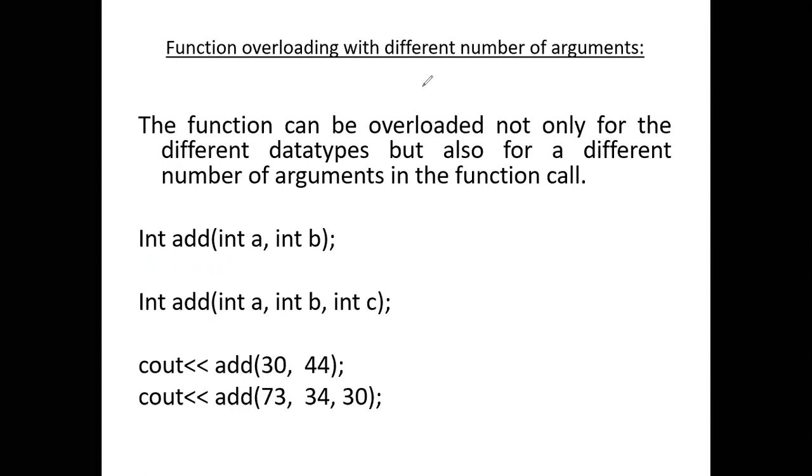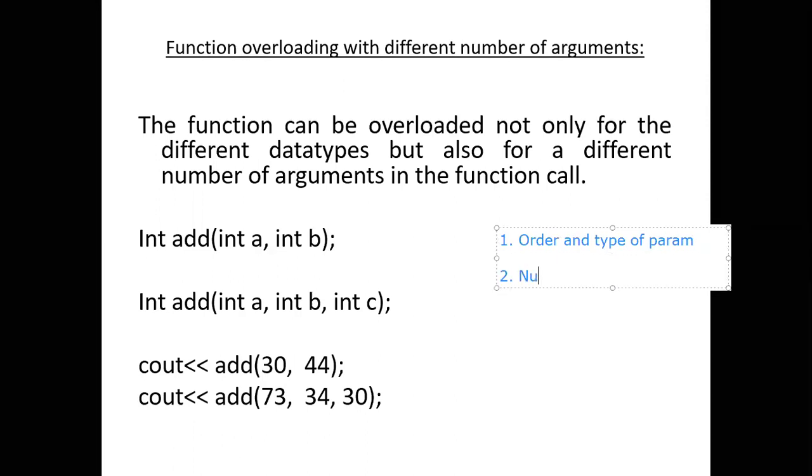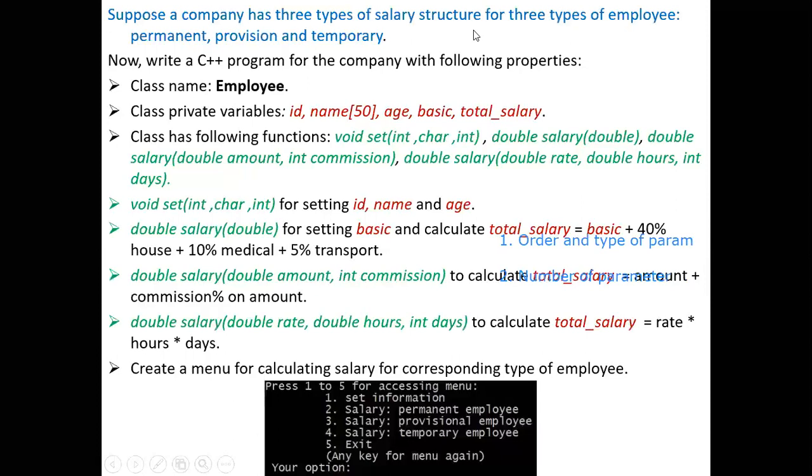So to summarize, we have 2 ways to overload a function. The first way is order and type of parameter. The second way is number of parameters. We can just change the number of parameters and it will become a new function. We can also change the order. So it can be not only for different data types but also for different numbers of arguments.